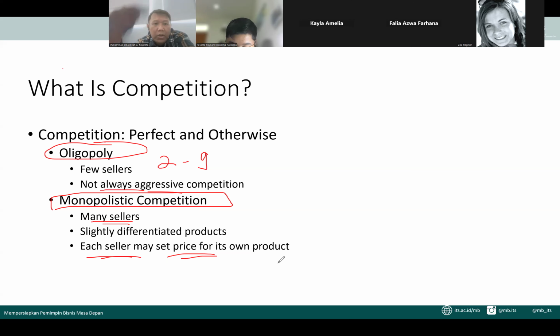In oligopoly, we have 2 until 9 sellers, but there is no aggressive competition. But when we speak about monopolistic competition, they are very aggressive. Each of them tries to set the price that they see as the best for them, and they are selling almost the same but slightly different products.